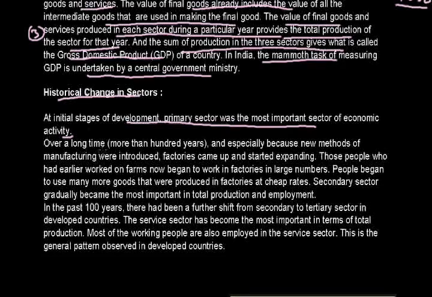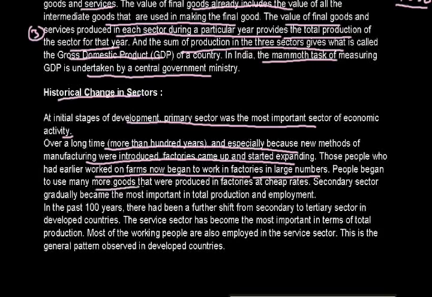So the second point, over a long time, and especially because new methods of manufacturing were introduced, factories came up and started expanding. Those people who had earlier worked on farms now began to work in factories in large numbers. People began to use many more goods that were produced in factories at cheap rates because the production was very high, so obviously the rates were reduced.